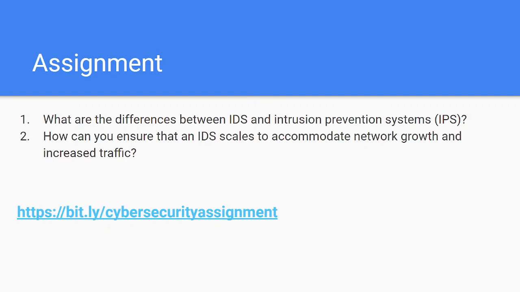And how can you ensure that IDS scales to accommodate network growth and increased traffic? For example, let's say you start an organization with a small number of devices and a small network coverage. How do you ensure that as your organization grows and more devices are added, the IDS can protect more networks or more network devices as they come into the organization? You get.